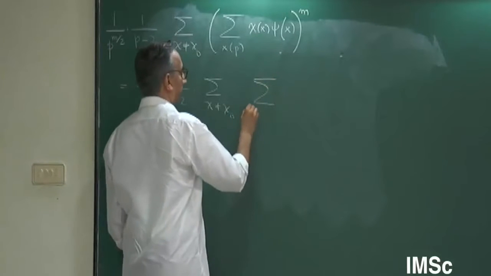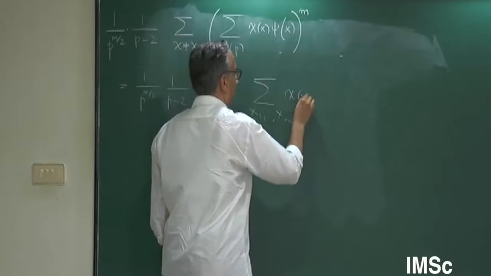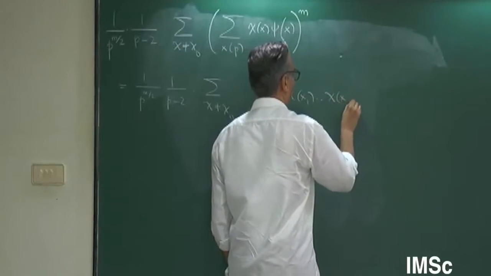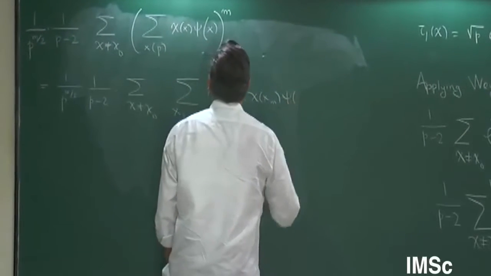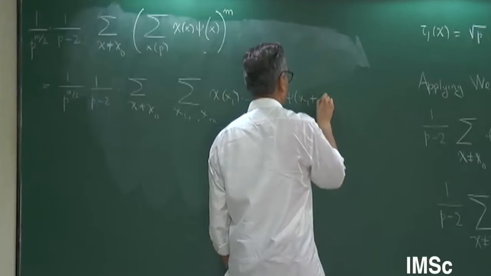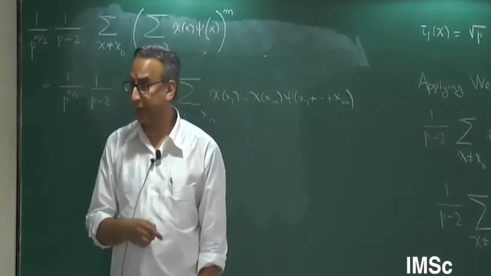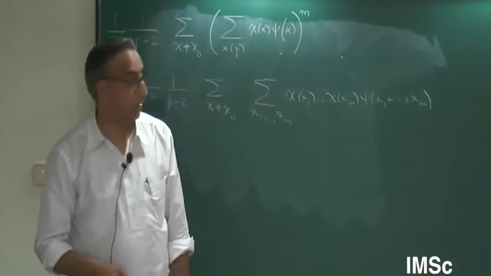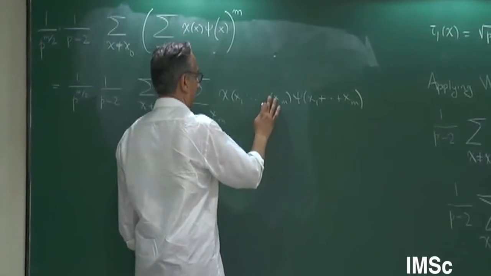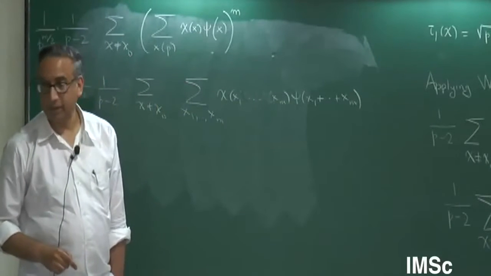So when I expand it, I get the sum over x1 through xm, chi of x1 through chi of xm, psi of x1 through psi of xm. So this is an additive character. Psi of x1 times psi of x2 is psi of x1 plus x2. It's an additive character. And this is a multiplicative character. So this is really the product of x1 to xm.